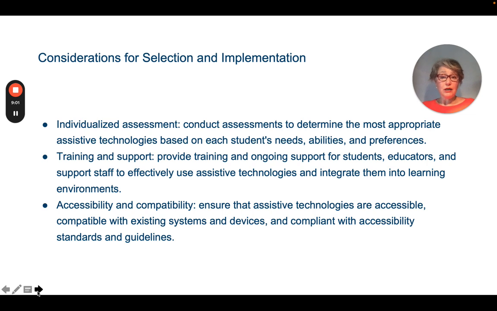Individualized assessment is really important. Conduct assessment to determine the most appropriate assistive technologies based on each student's needs. Training and support, accessibility and compatibility: ensure that assistive technologies are accessible and compatible with existing systems and devices.